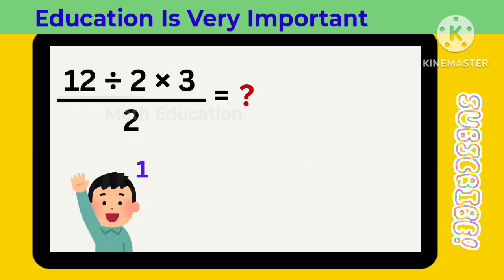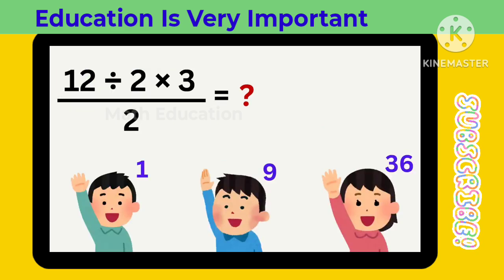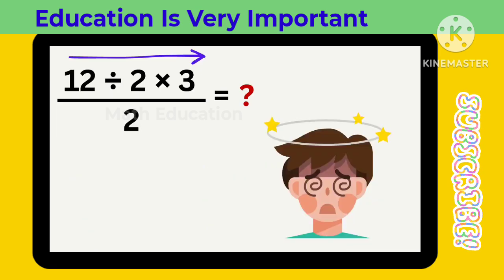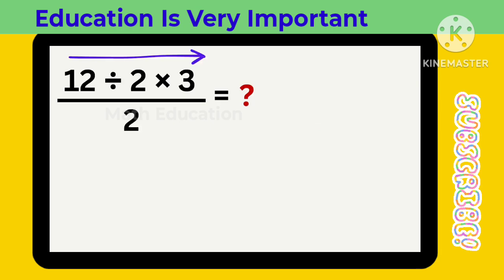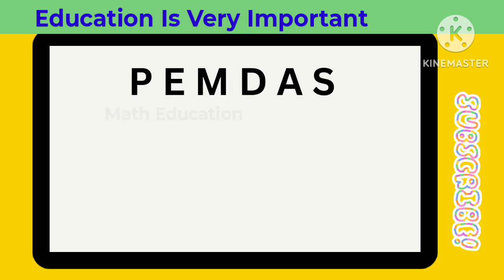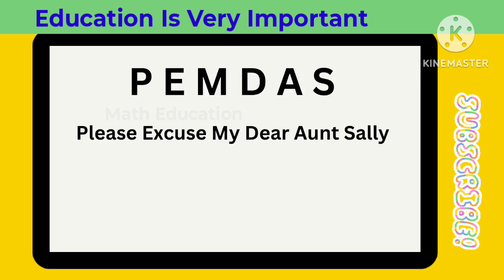Well, imagine if different people did the same problem in different orders. One might do multiplication first, another might do division first, another might go from right to left instead of left to right. If everyone did their own thing, math would become chaotic. So mathematicians agreed long ago on a universal rule for the correct order in which operations must be performed. That rule is called PEMDAS, and it is remembered by a funny little phrase. Please excuse my dear Aunt Sally.